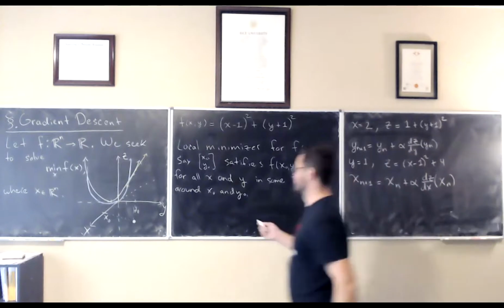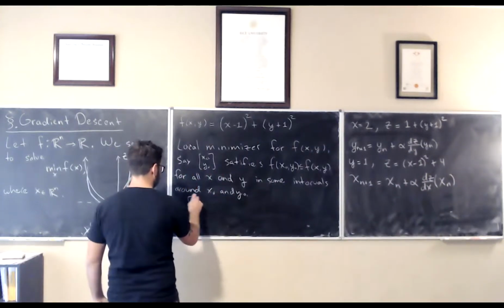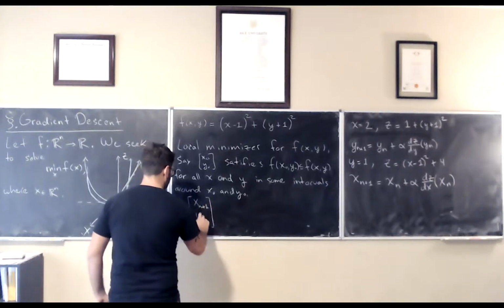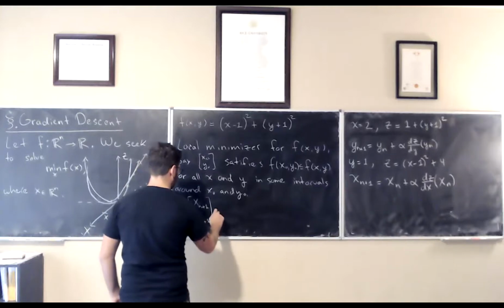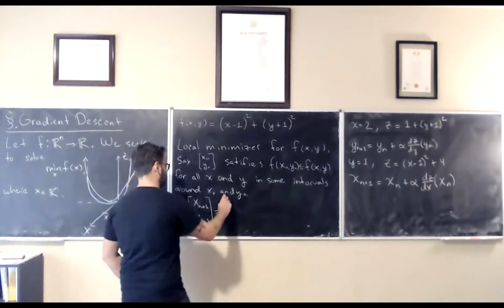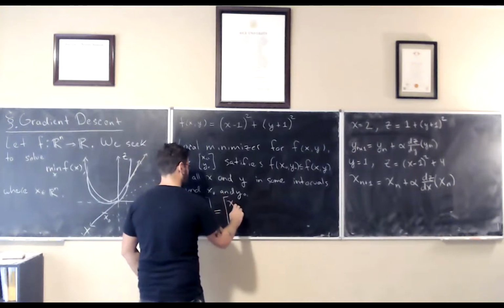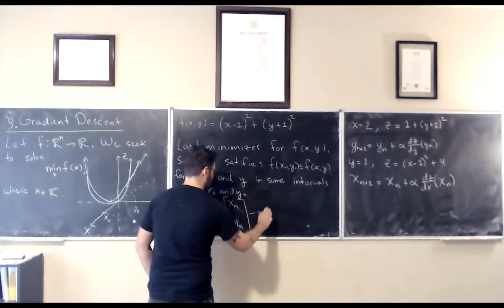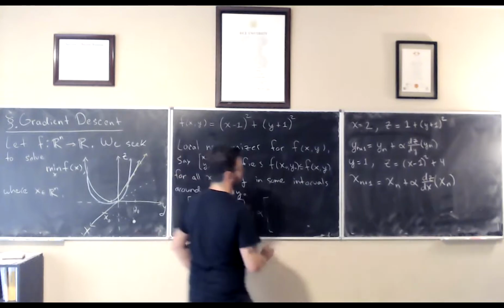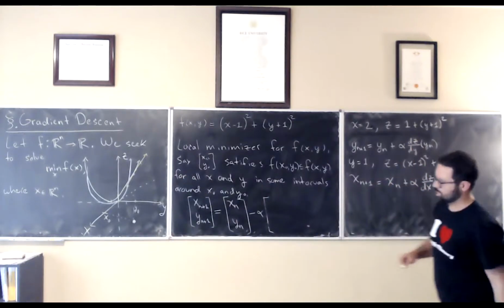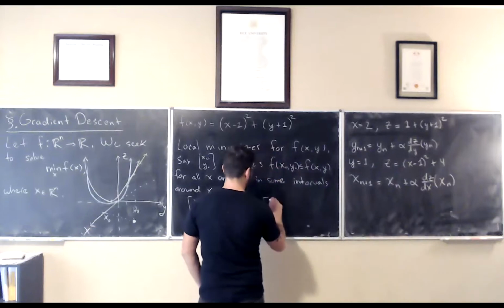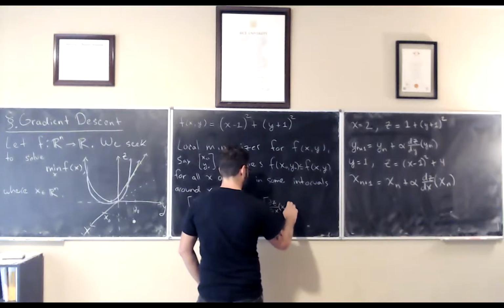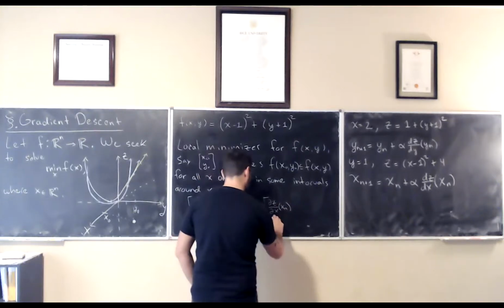So if we put that in vector notation, x n plus 1, y n plus 1 is going to be equal to x n, y n minus alpha times the vector of the partial derivatives evaluated at the previous terms.